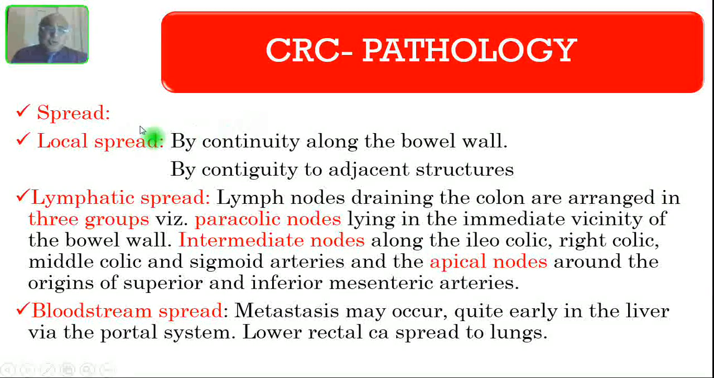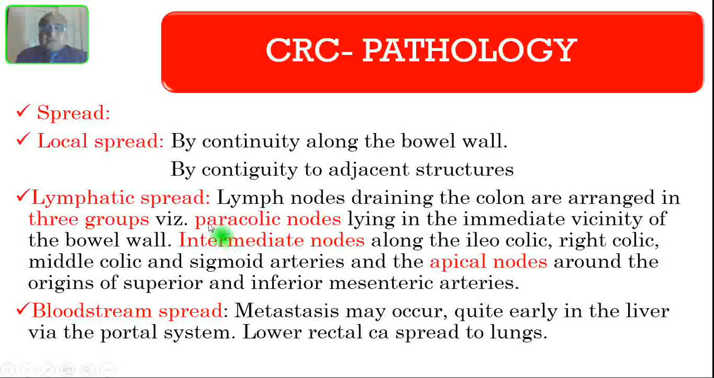The spread of the tumor may be local spread by continuity along the bowel wall or by contiguity to the adjacent structures like retroperitoneal organs and the nearby structures. It can also spread through the lymphatics.